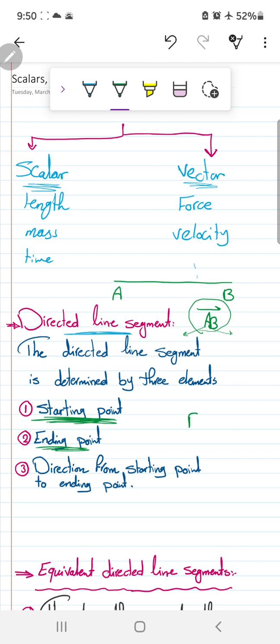What about BA? Here AB is different from BA. Why? Because here we have starting point B and ending point A, and the direction from B to A. So we said AB is not equivalent to BA. Here we talk about vectors, so we do not say equals, we say equivalent. If we want to say AB is equivalent to BA, we must write a negative, because we have two directions.